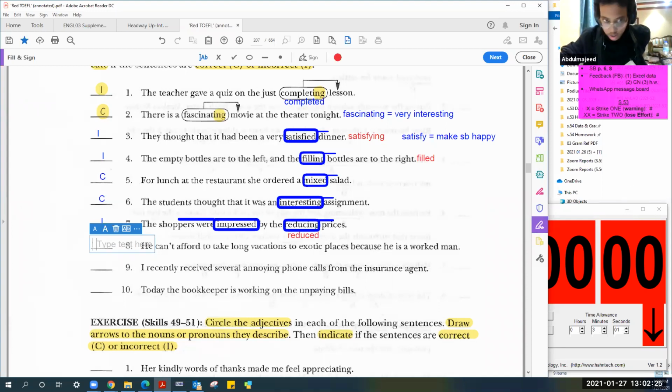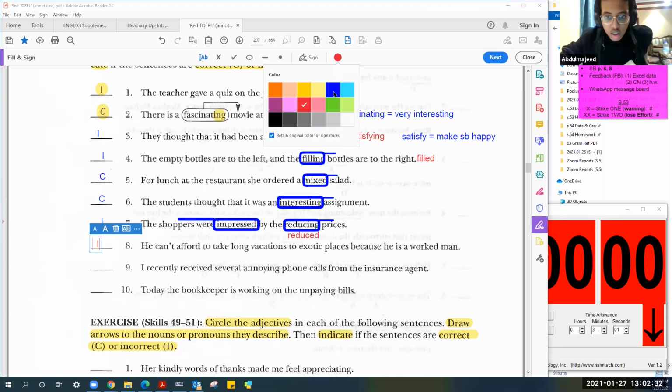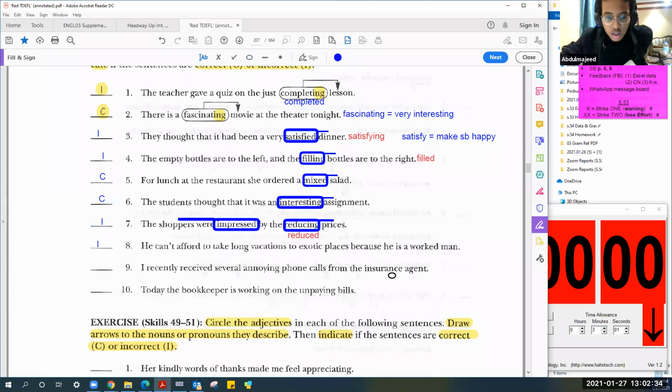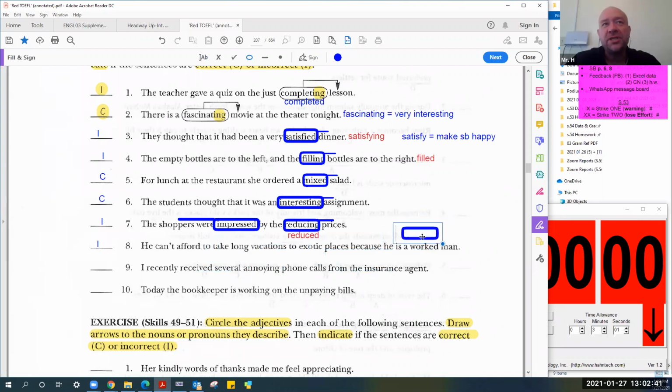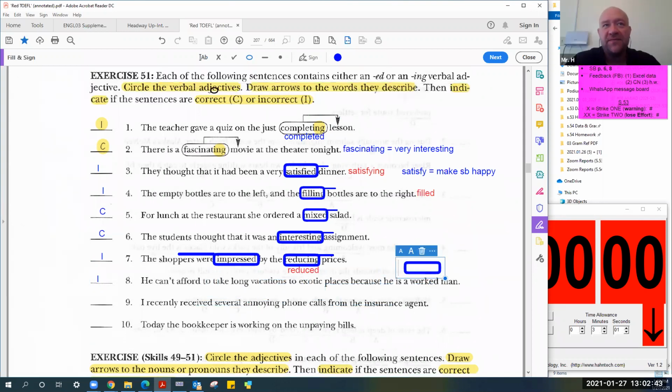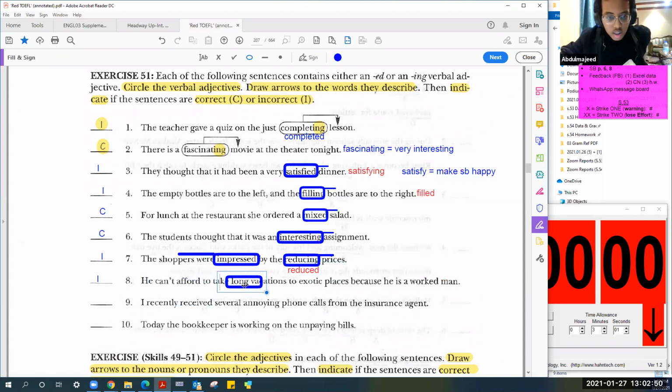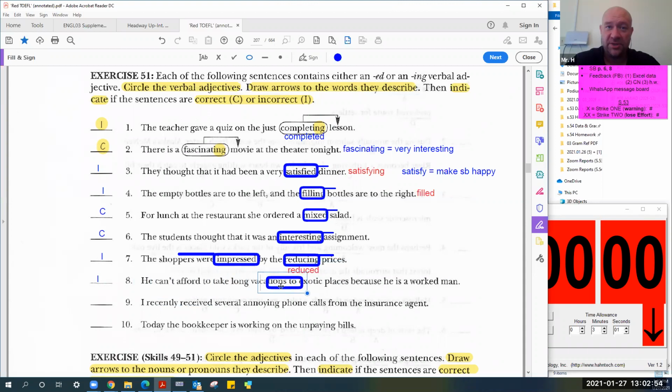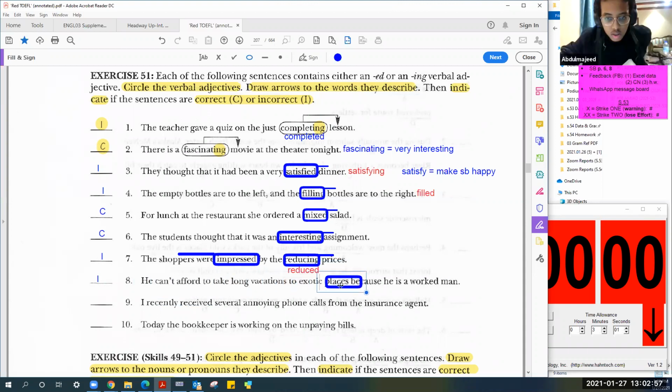I think it's incorrect. Why is it incorrect? Because, and where should I put the adjective also? Where is the adjective? Long, I think. The first adjective. Well, let's just use these verbal adjectives, okay? That means either ed or ing. Find the ed or ing. Can you see it?